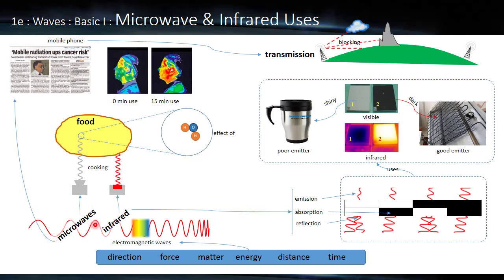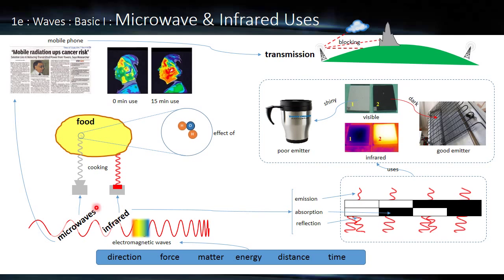Now both of these waves are used in cooking. More traditionally we use infrared, so if we think of a heat element or a barbecue, this will send infrared waves, but it will only hit the surface, it won't go any deeper, and from then on we're reliant on conduction to heat the middle of the food.